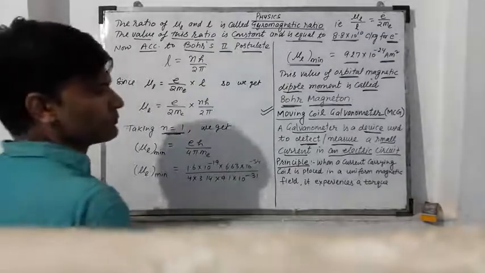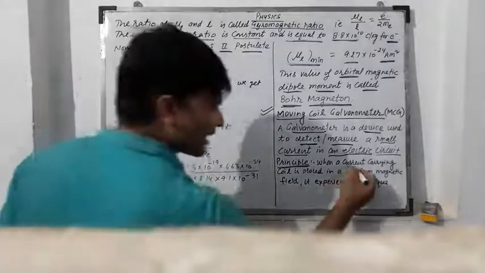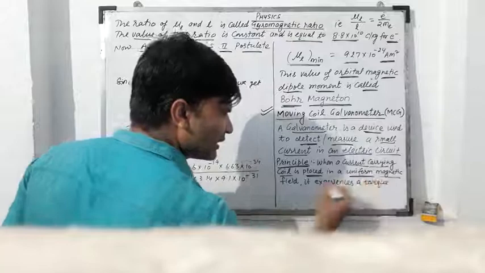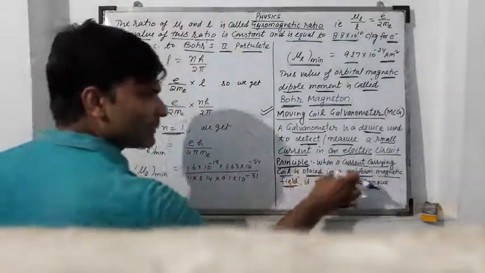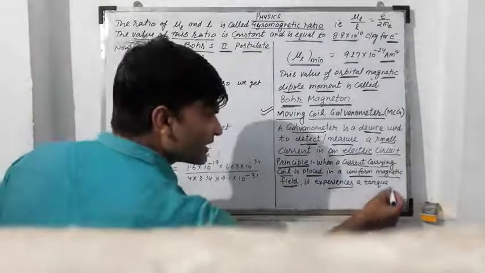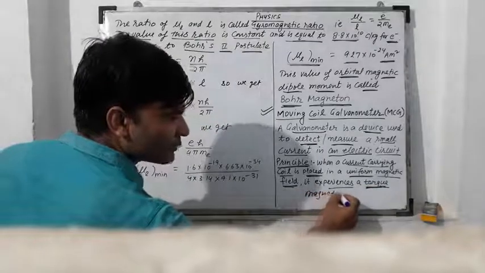The principle of the galvanometer is that when a current carrying coil is placed in a uniform magnetic field, it experiences a torque. This is magnetism.